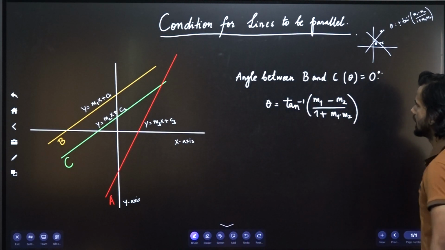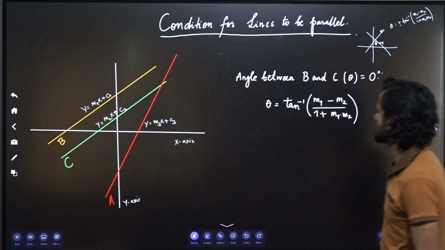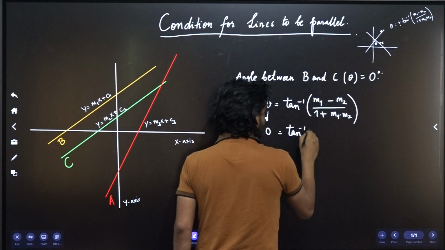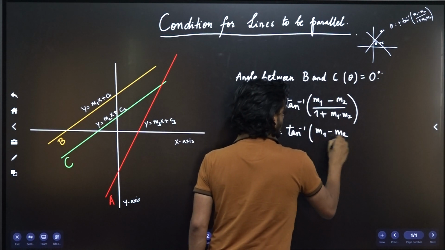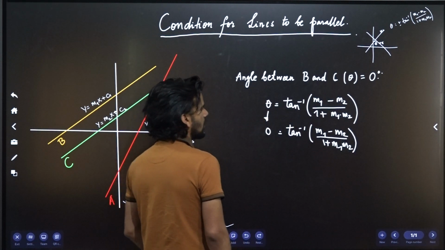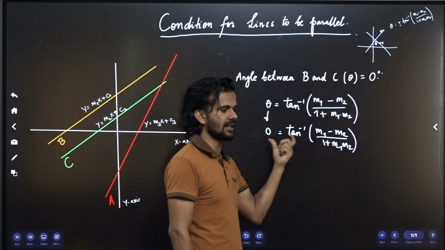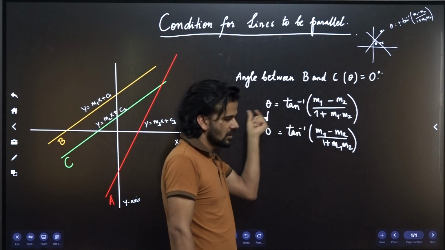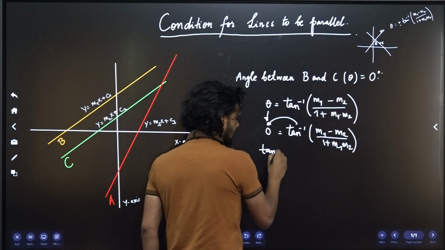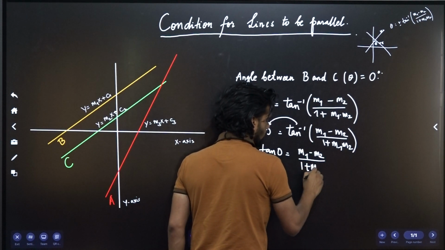But because these two lines are parallel, theta is equal to 0. So let's put that here: 0 equals tan inverse of (M1 minus M2) divided by (1 plus M1 M2). To simplify, I have to send the tan inverse to the other side. So tan 0 equals (M1 minus M2) divided by (1 plus M1 M2).